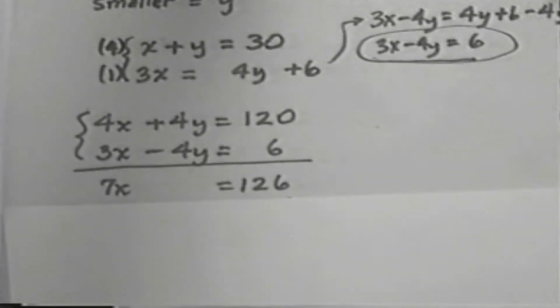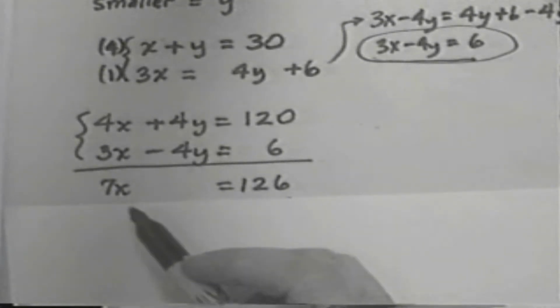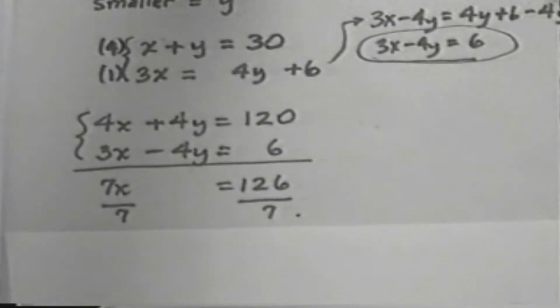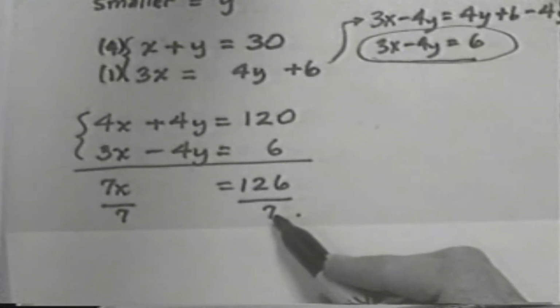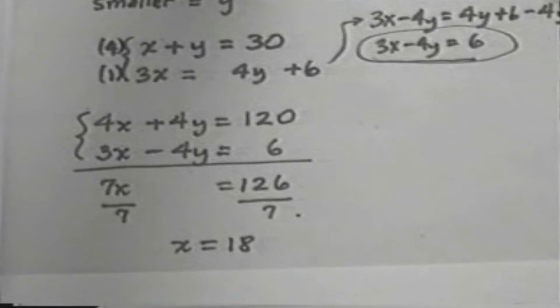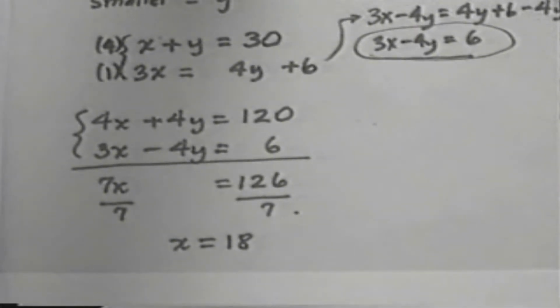So 7x equals 126. To find x, I simply divide by 7. And with the help of a little calculator work or division out in the scratch margin, I divide 7 into 126 and get 18. This means that the x value is 18.